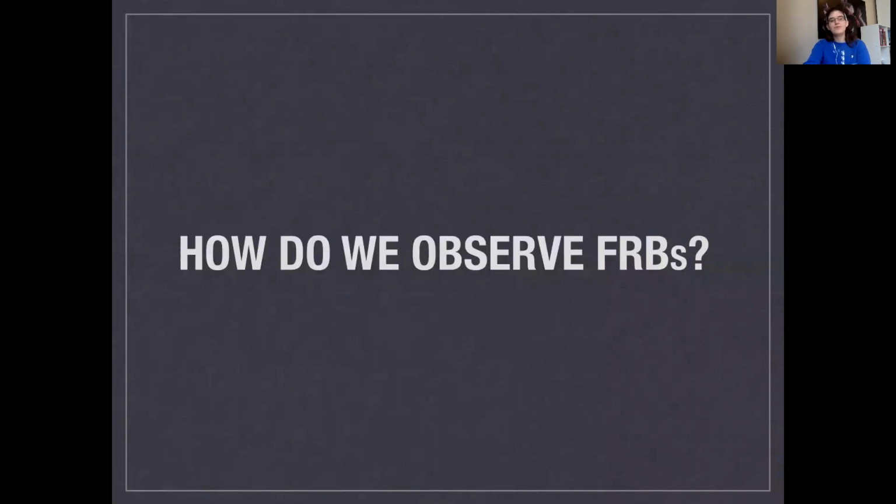All right, so we have an idea of some of the technical aspects of detecting an FRB, but how do we actually observe them in the first place? And what were those beams I mentioned earlier?